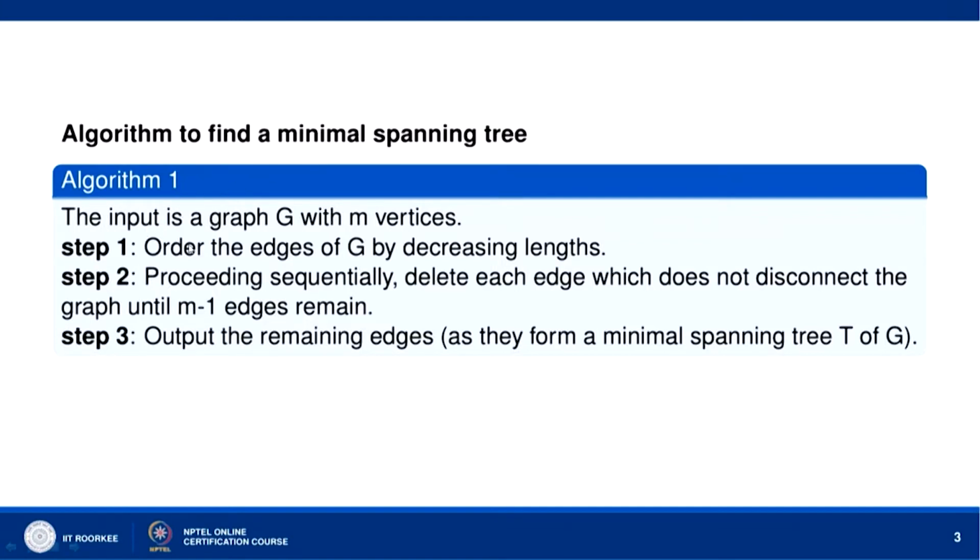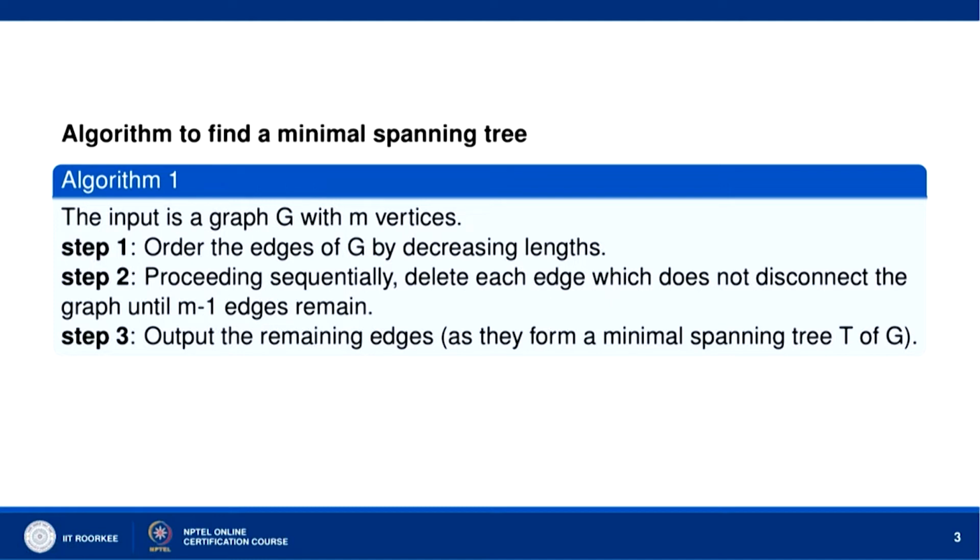This algorithm says that the input is a graph G with m vertices. Let us order the edges of G by decreasing lengths, because the edges of G are labelled by positive numbers. Now, proceeding sequentially, delete each edge which does not disconnect the graph until m minus 1 edges remain.